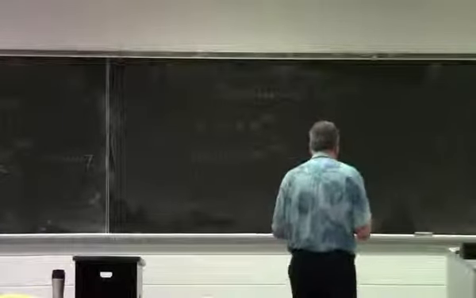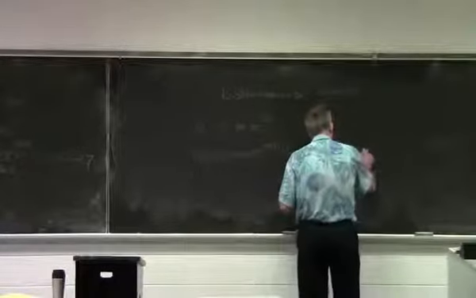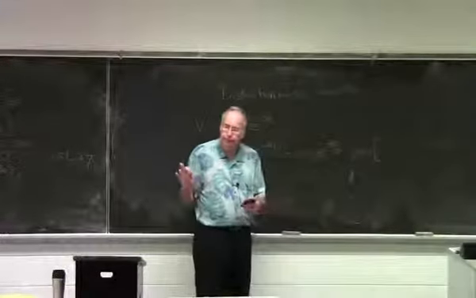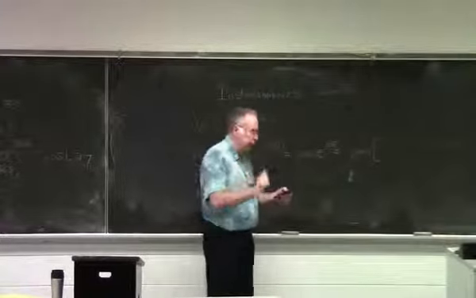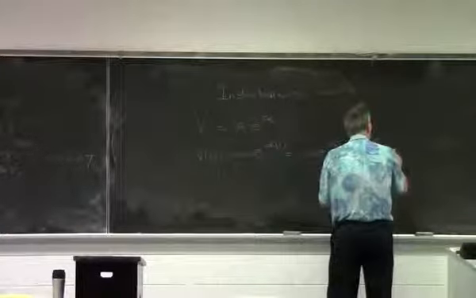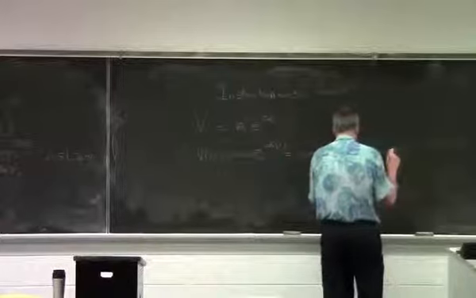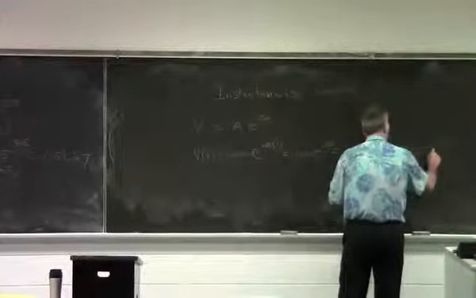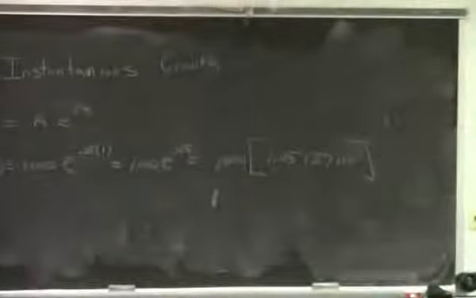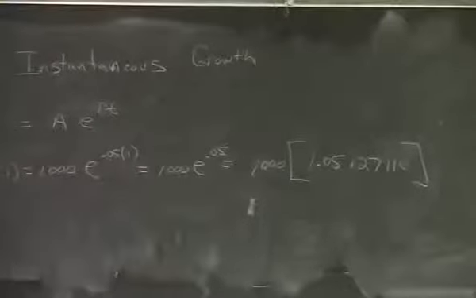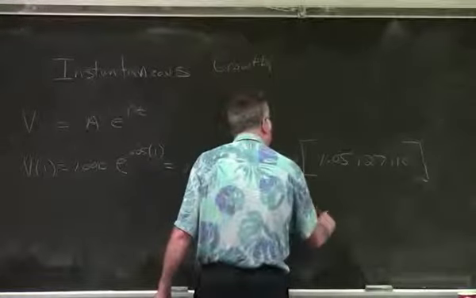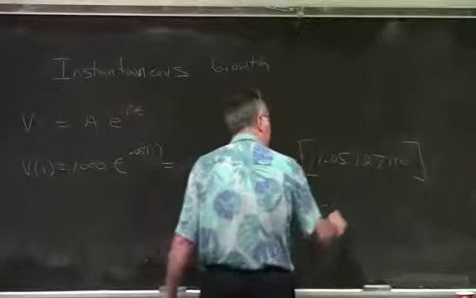Can anybody tell me? Because you're going to need to know how to do this. What is E to the 0.05? Heather, 1.05. Let's carry it out just a little bit further. 127,110. Then if you just move the decimal over 3 places, this becomes 1,051.27.